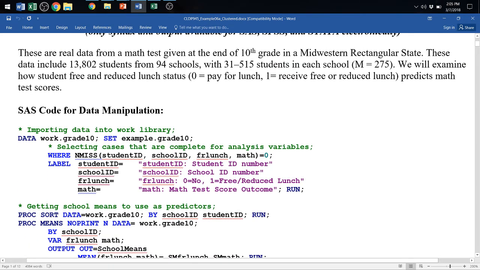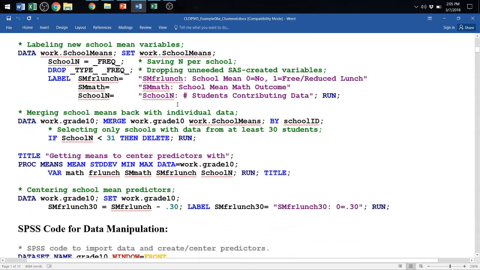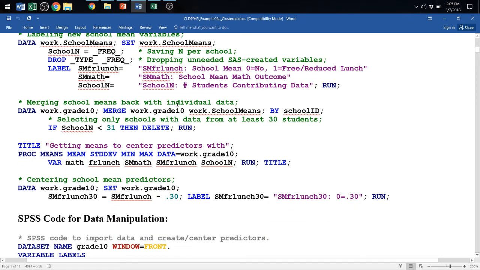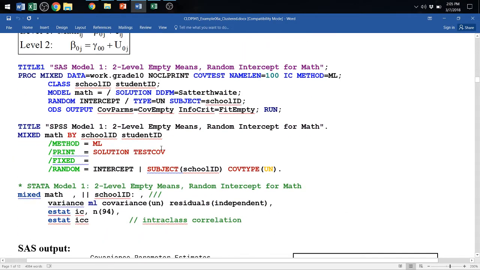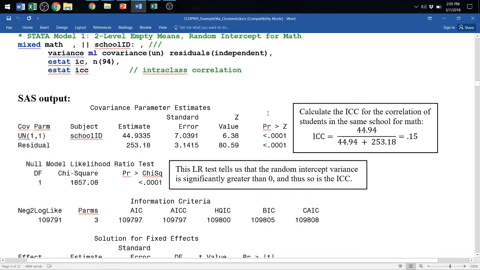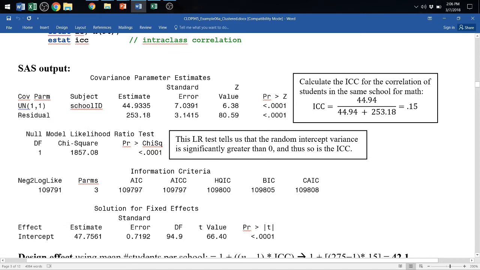So we have 13,000 and some odd kids from 94 schools. I am working with a single variable as a predictor here in predicting math. It's whether or not a kid gets free and reduced lunch. We looked at an empty model to describe the variation in math scores. So if I add a random intercept variance for school, it accounts for 15% of the total variation in math. I wouldn't say accounts for in the sense of explains. I would say it's attributable to.